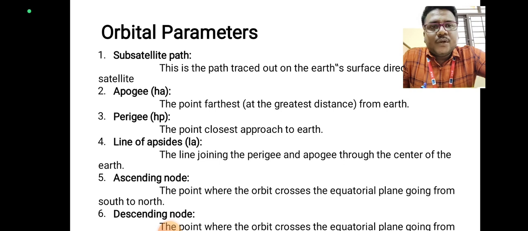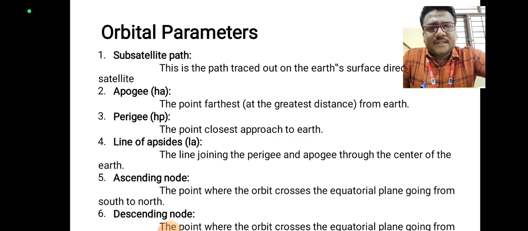Line of apsides denotes the line joining the perigee and apogee through the center of the Earth. When we join perigee and apogee through the center of the Earth, the imaginary line is termed as line of apsides. Next is the ascending node.